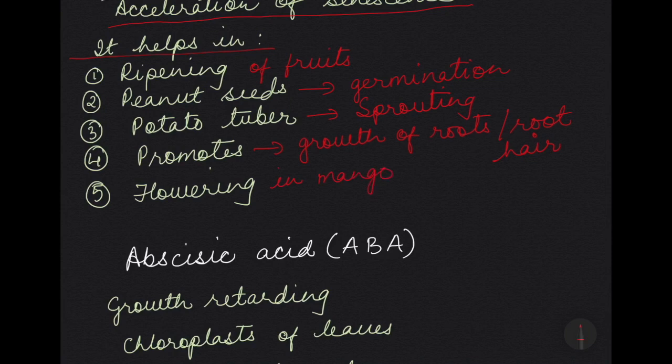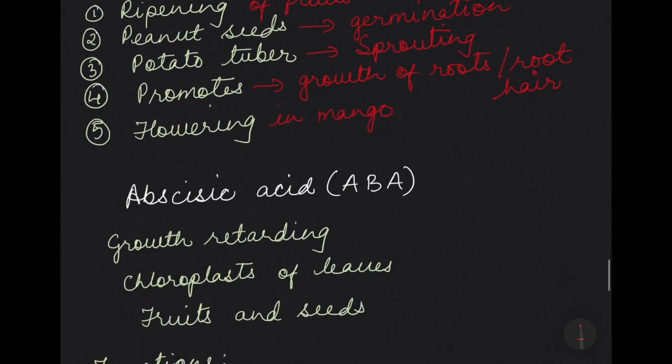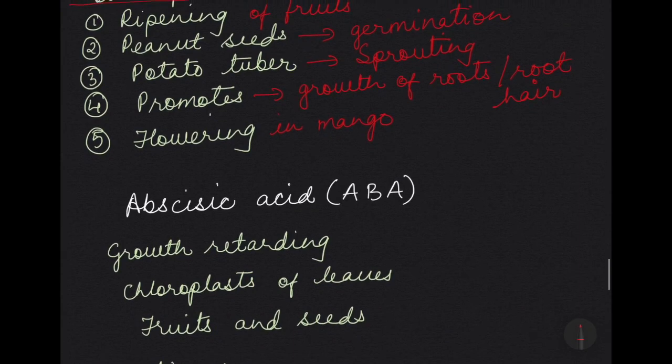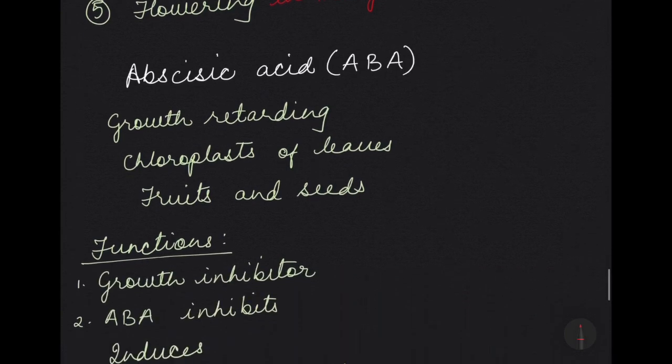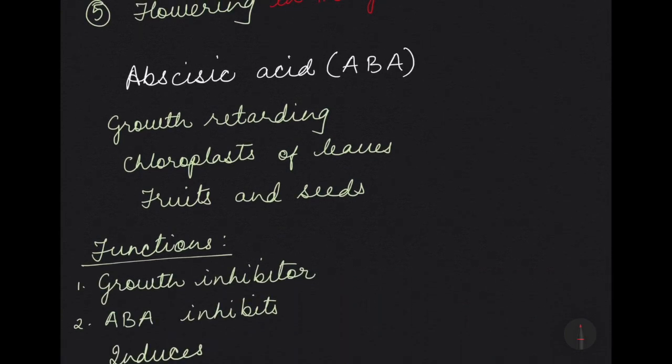Okay, now next, because of this, ethylene is used widely in agriculture. Why? Because it helps in ripening of fruits. Now moving on to the last plant hormone, which is known as abscisic acid, abbreviated as ABA. Another abbreviation which is important, remember. So abscisic acid is a growth retarding hormone.